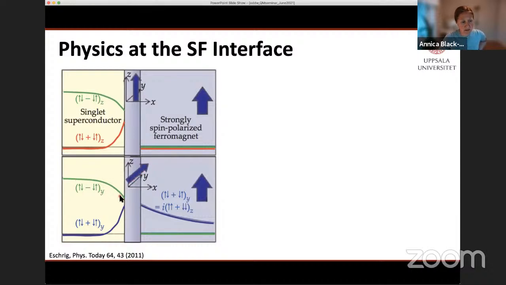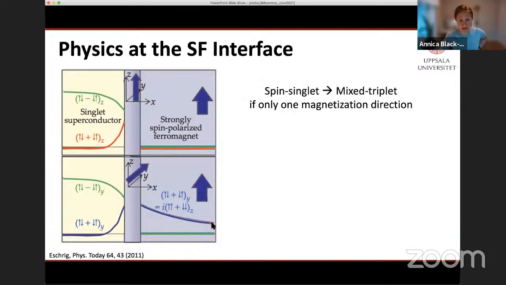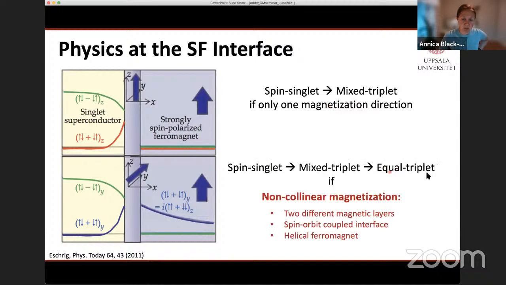So then you get a spin-singlet state that gets transformed into the spin triplet around y here. And then when it goes to the next interface, you change the polarization to the z direction, and the spin triplet along the y direction is then rewritten along the z direction. All of a sudden now you have a spin up Cooper pair, and that will survive here. So what this tells us is that if you want to go from spin singlet to triplet, well, you can do the mixed triplet if you only have one magnetization direction, but you can go to the equal triplet if you have in general non-collinear magnetization.